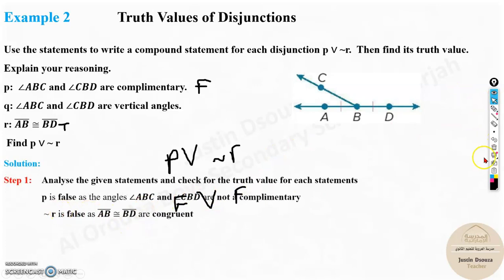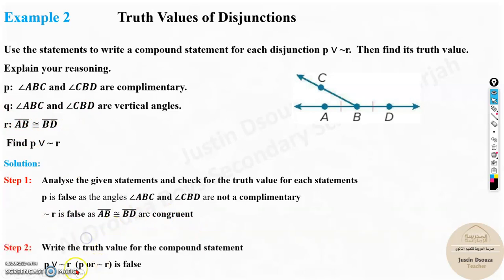So over here you can see P is false because it's not complementary, it's supplementary. And negation R over here is false because the statement was true, because they are congruent. Now the final question, P or negation R, is false because both are false. In an or statement, a disjunction, both need to be false for it to be false. So this is how we solve it.